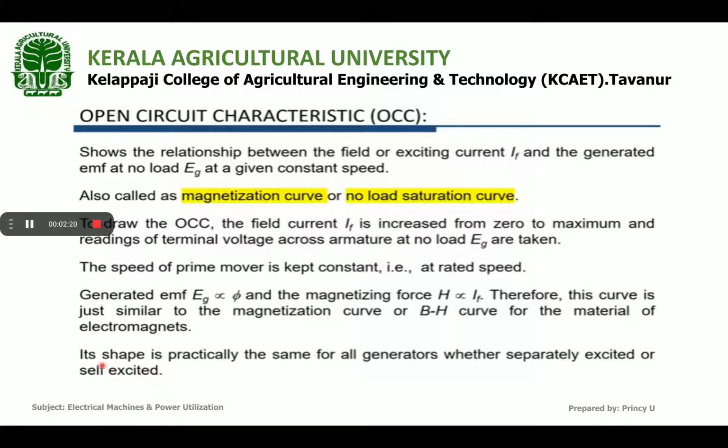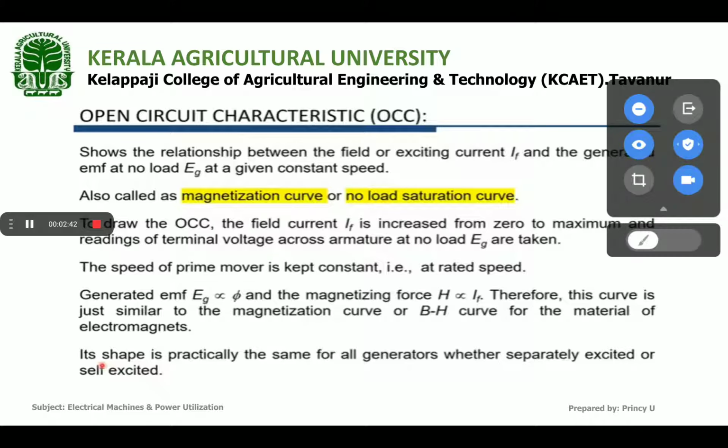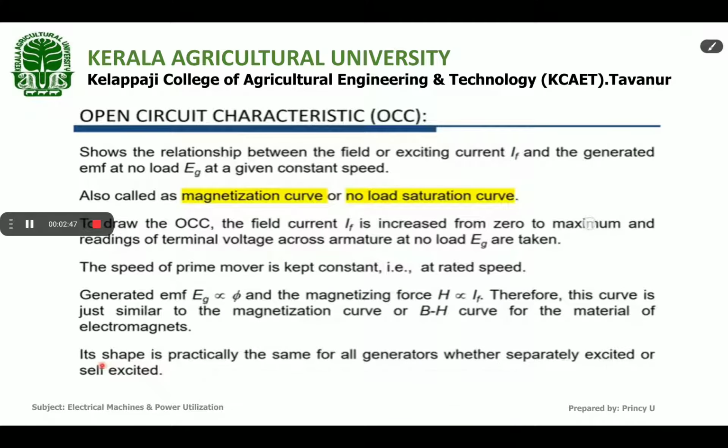First we will explain the open circuit characteristics, also known as OCC. The figure shows the relationship between the field current and the generated EMF. A characteristics curve means one of the variables is represented on the x-axis. Here we represent the field current on the x-axis, and the generated EMF EG on the y-axis. This characteristics curve is plotted at a given constant speed.